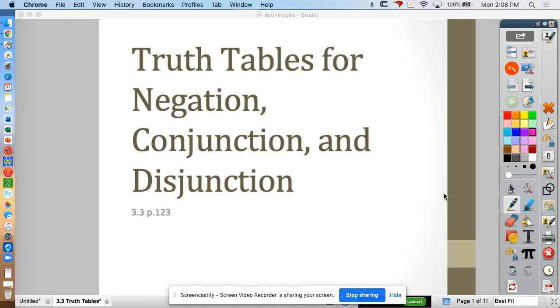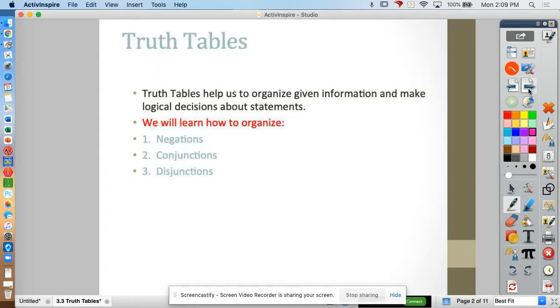Remember, a statement is something that is either true or false, but not both at the same time. So we're going to decide how you tell if a statement is true and if one is false, and then if we put those together, how do we tell if the whole sentence is true or false? Today we're going to talk about the negation, the conjunctions, and the disjunctions. We're going to look at those and decide whether they are true or false, and then when we put them together, what happens with the outcome.